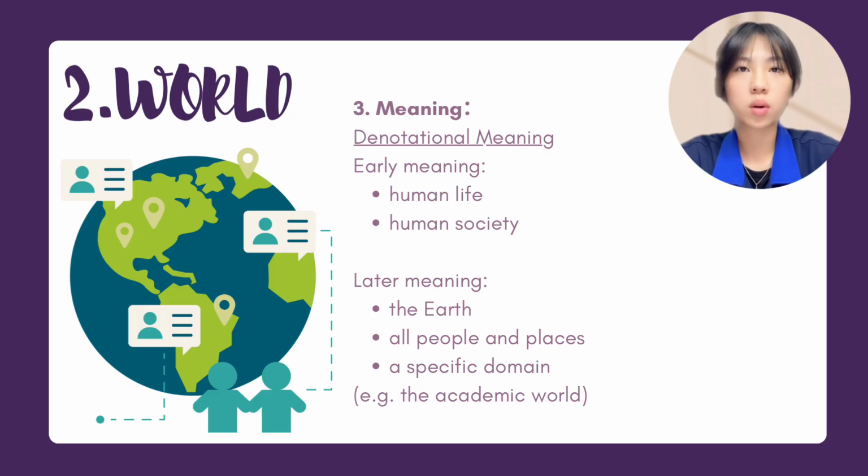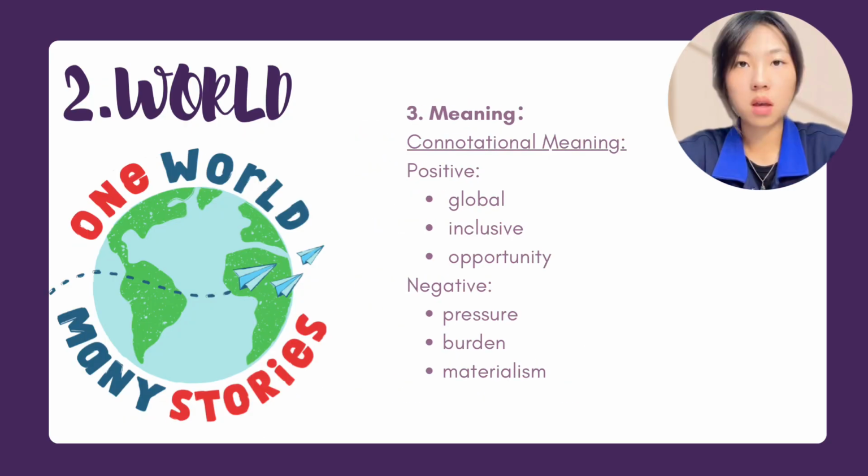In modern English, world can describe a specific area of life, such as academic world, business world, and digital world. Here, world means community or field, not the planet. So the meaning developed from human life, to the earth, and then to the abstract social domain.